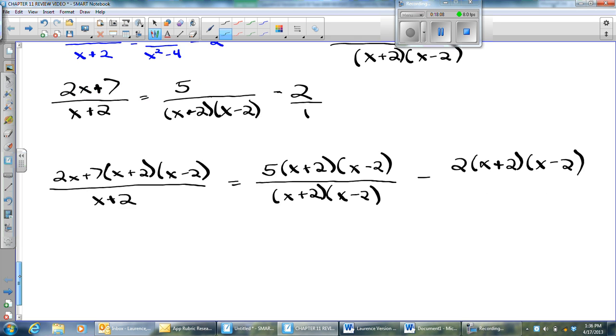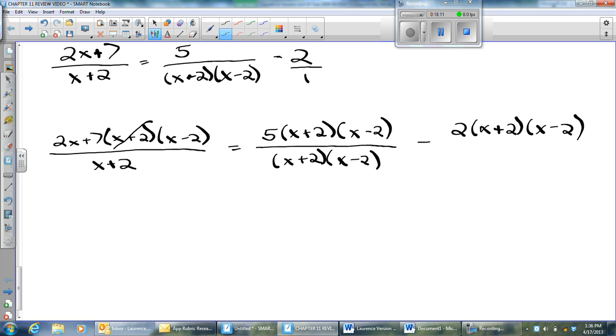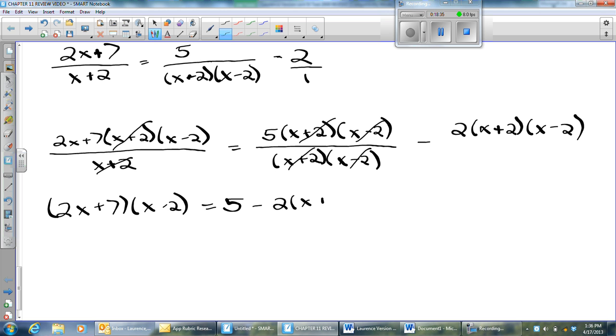All right, now we can start canceling. So we can cancel this x plus 2 with this x plus 2. We can cancel here and here. Okay, so now we got rid of all of our fractions, and we're left with 2x plus 7 times x minus 2 equals 5 minus 2 times x plus 2 times x minus 2. Okay, next step is to FOIL. We want to FOIL so that we can start combining like terms and solving for x.